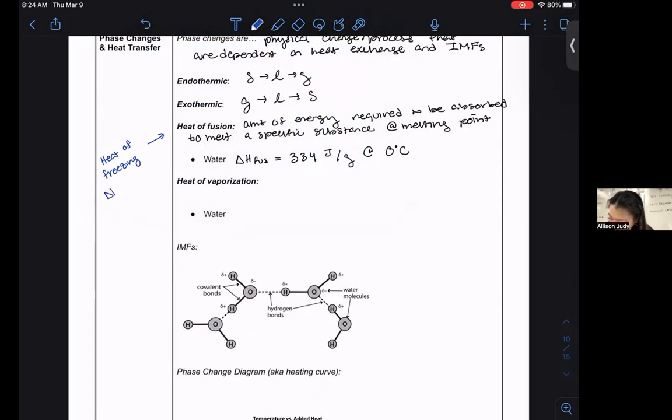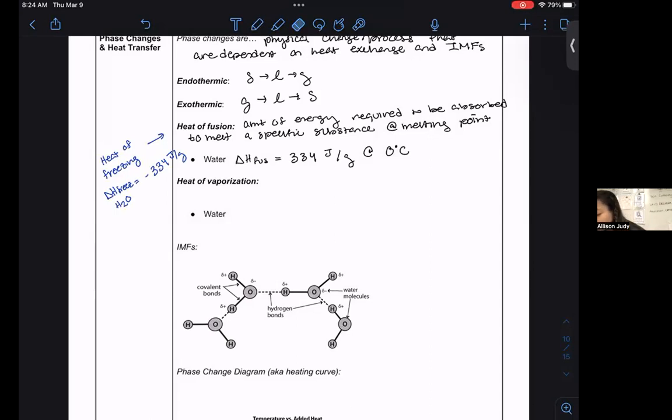And it would be the flip value. So heat of freezing for water would be the opposite of heat of fusion. So it'd be negative. I'd have to lose 334 joules per gram at 0 degrees Celsius to go from liquid to solid. So as you can predict, that heat of fusion concept helps explain the transformation between a solid and a liquid.